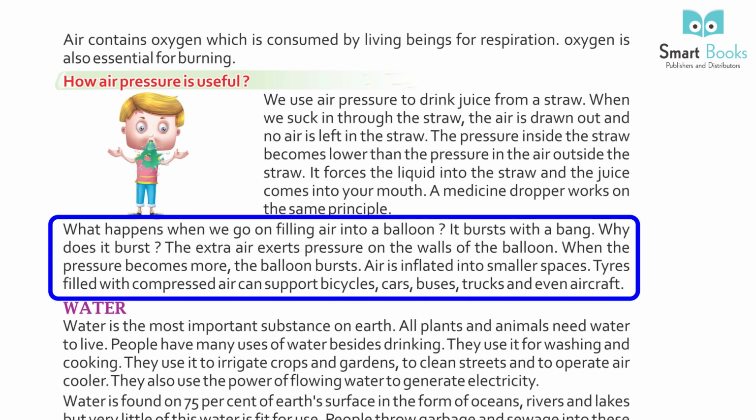What happens when we go on filling air into a balloon? It bursts with a bang. Why does it burst? The extra air exerts pressure on the walls of the balloon. When the air pressure becomes more, the balloon bursts. Air can be compressed into smaller spaces. Tires filled with compressed air can support bicycles, cars, buses, trucks, and even aircrafts.